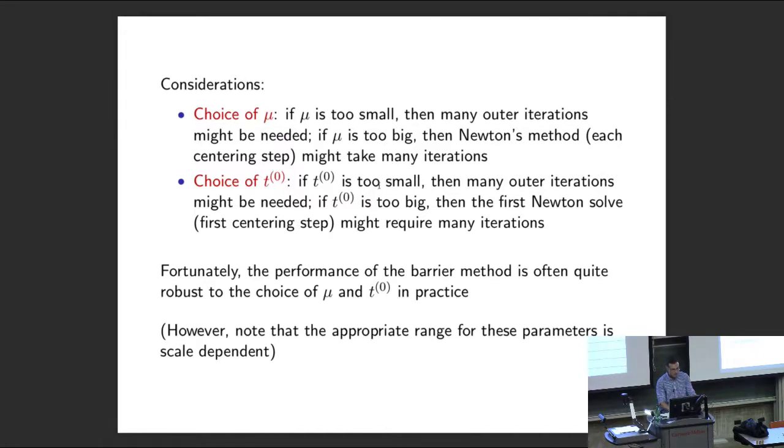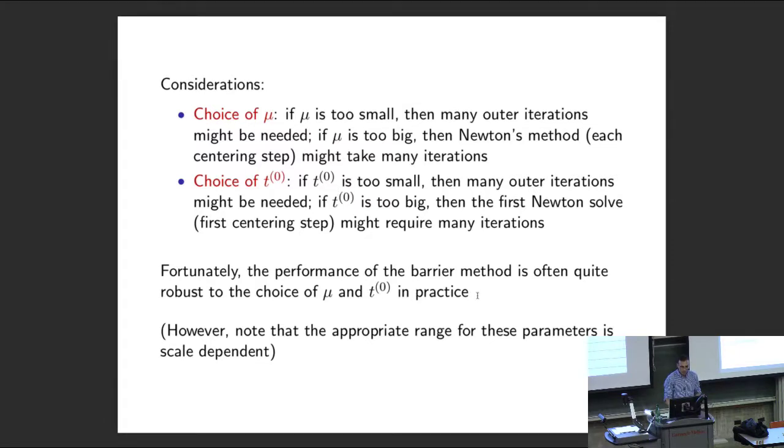The trade-off with t is similar. If you take t to be too big, then this is the problem that we described initially. If you take t to be huge, then you're going to have too many Newton steps to begin with. If t is small, then you're probably going to be needing many outer iterations to get to a highly accurate solution, because it's going to take you a while to get to a very big value of t.